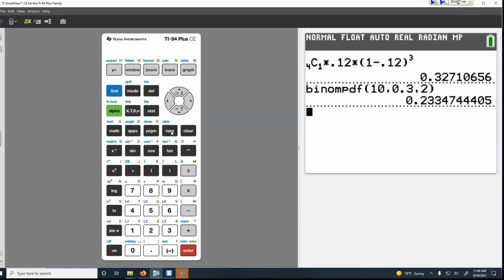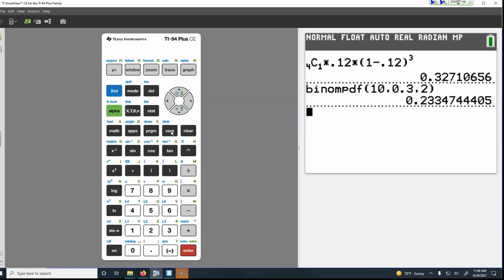So that's the same thing we would get if we used this formula up here, right? If we did 10 choose 2 times 0.3 to the second power and then 0.7 to the 8th power. You would get the same answer if you used the actual formula, but it's much faster to do it this way. All right, so any questions on getting that? Yeah.